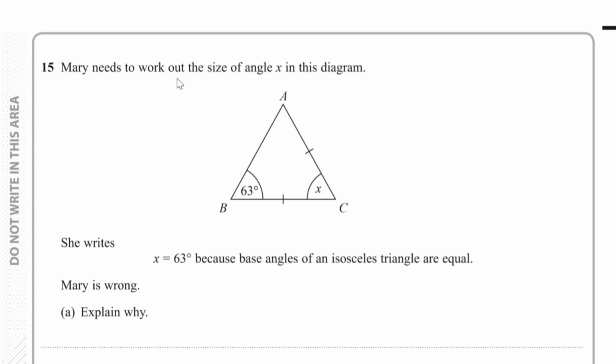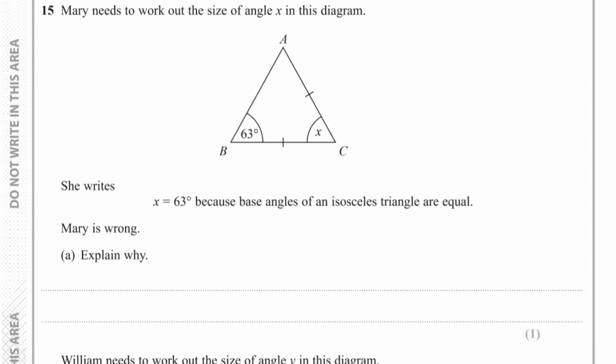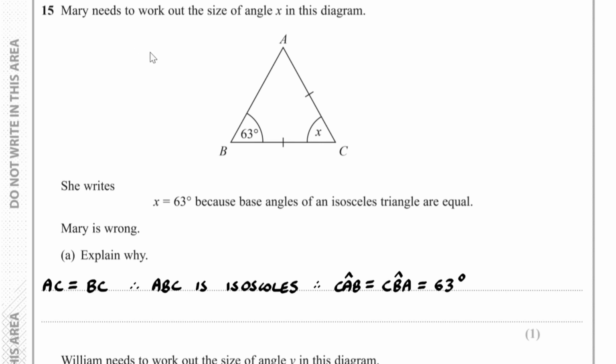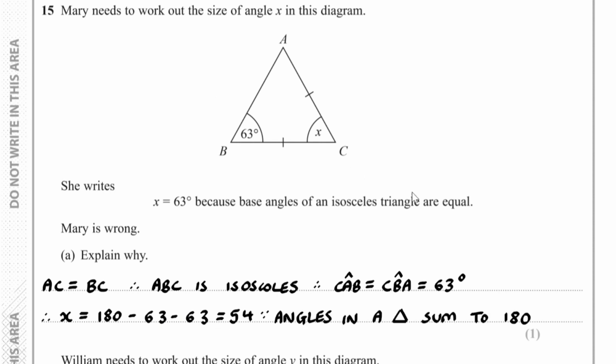Question number 15. Mary needs to work out the size of the angle marked X in this diagram. She writes x is 63 because base angles of an isosceles triangle are equal. Mary is wrong, we have to explain why. First of all, we see that AC is equal to BC, which means that the triangle ABC is isosceles. That bit she got correct. And that means that the angle CAB is equal to the angle CBA, which is 63 degrees. So these are the base angles. And so therefore x is equal to 180 subtract 63 subtract another 63, which is 54. And that's because angles in a triangle sum to 180. So that's why she's wrong.